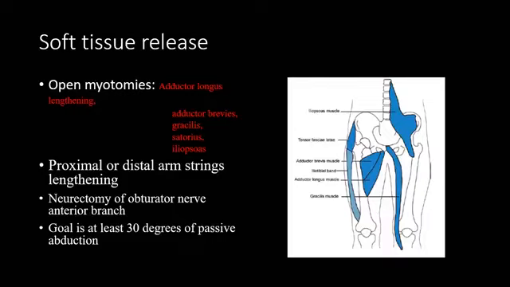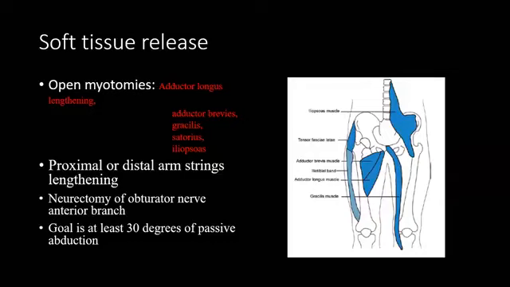Then the proximal and distal hamstrings release, depending on where you want to attack. Neurectomy of the anterior branch of the obturator nerve, of course, we tend to avoid because of the amount of weakness it may lead to when you denervate the adductors. It will mean the abductors are left free and can cause the opposite deformity. The goal of this soft tissue release is at least 30 to 40 degrees of passive abduction.